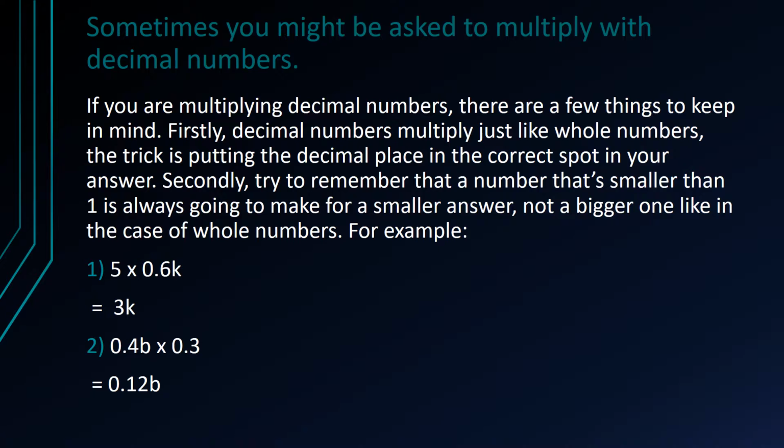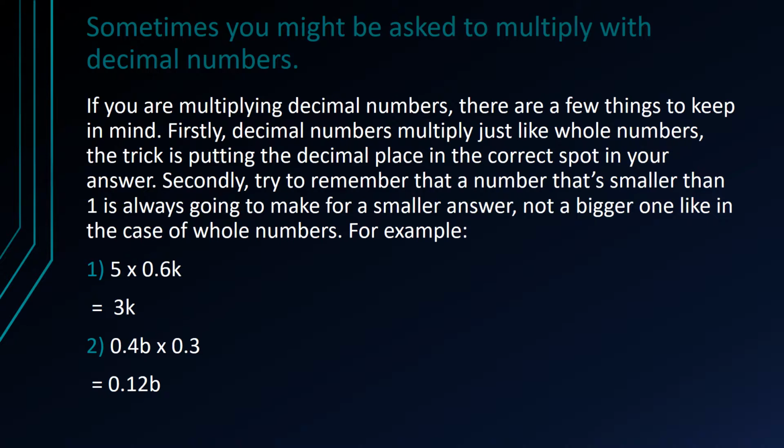Secondly, try to remember that a number that's smaller than 1 is always going to make for a smaller answer, not a bigger one, like in the case of multiplying whole numbers. For example, if you multiply 5 by 0.6k, then your answer ends up being 3k. Now if you'd multiplied the 5 by 6, you'd end up with 30k, but because you're multiplying it by a number that's smaller than 1, your answer is going to be smaller than what you started with.